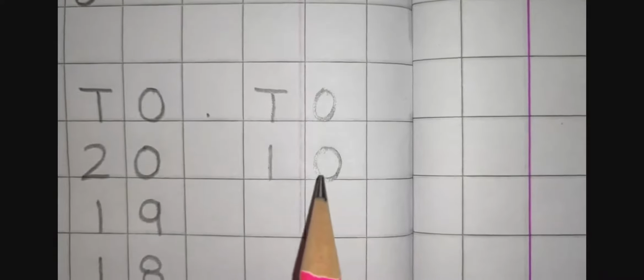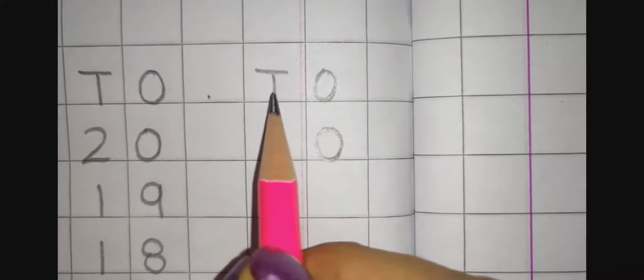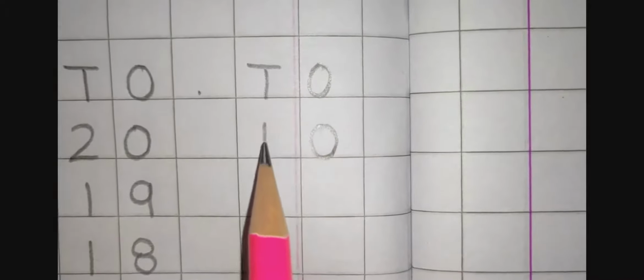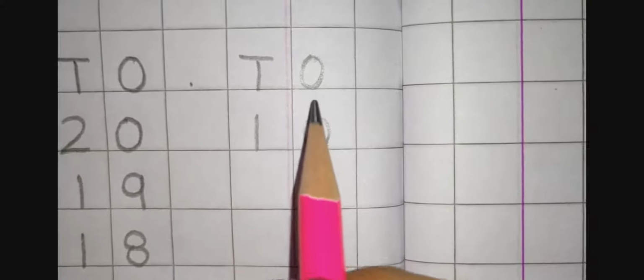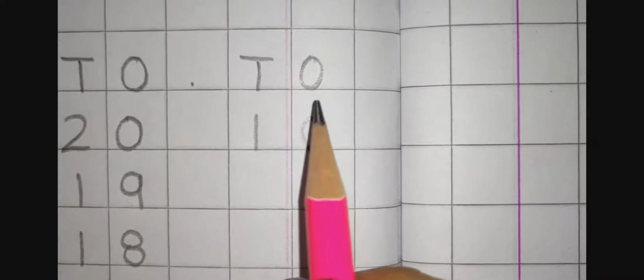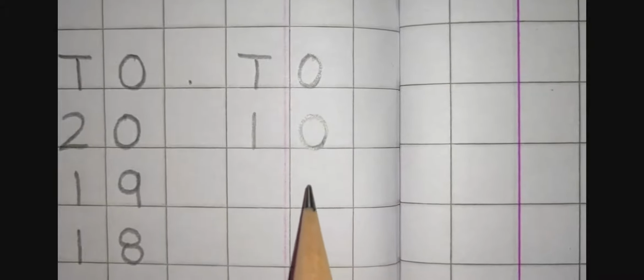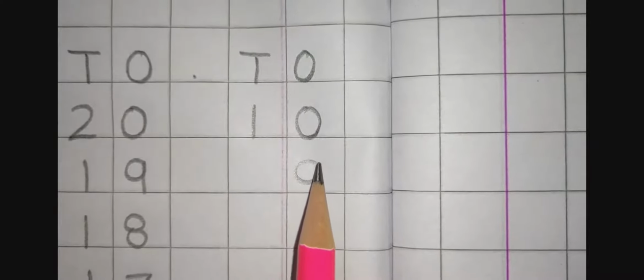10. See, 10 comes under TO. This is the line of tens and this is ones. 1 comes under T and 0 comes under O. But our single numbers come under O, under ones. So we have to write 9 under O.